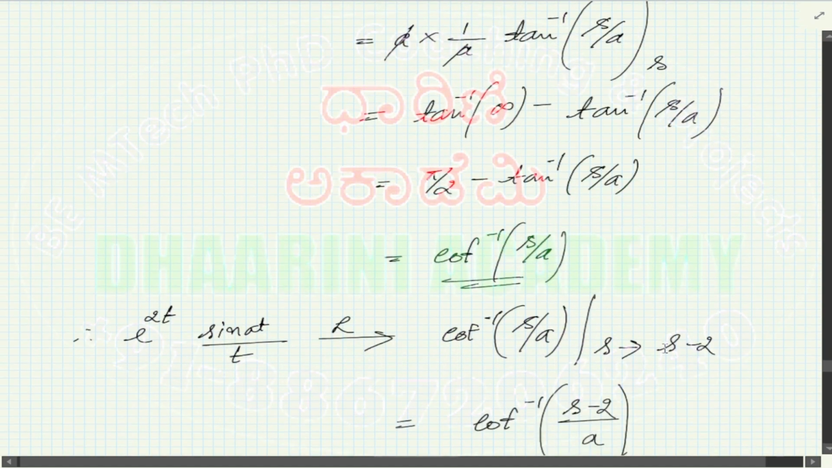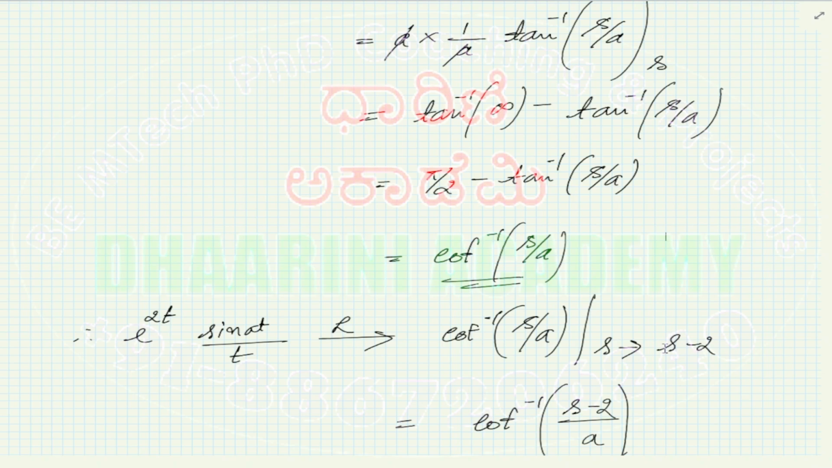Yes, same rule. Sine and cos can be replaced using pi by 2 minus sine is cos, right? Something like that. Even the inverse trigonometric functions can be related in a very similar fashion. We apply that.